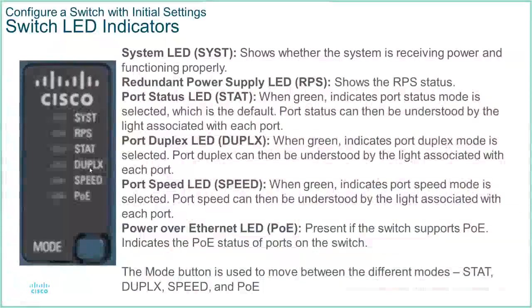And then you've got port speeds, duplex, that tell you what sort of speed and status that these ports are running on. And down the bottom here we have the mode button, which changes the mode between status, duplex, speed, and Power over Ethernet statuses, so that these lights can change function depending on the hardware in place.